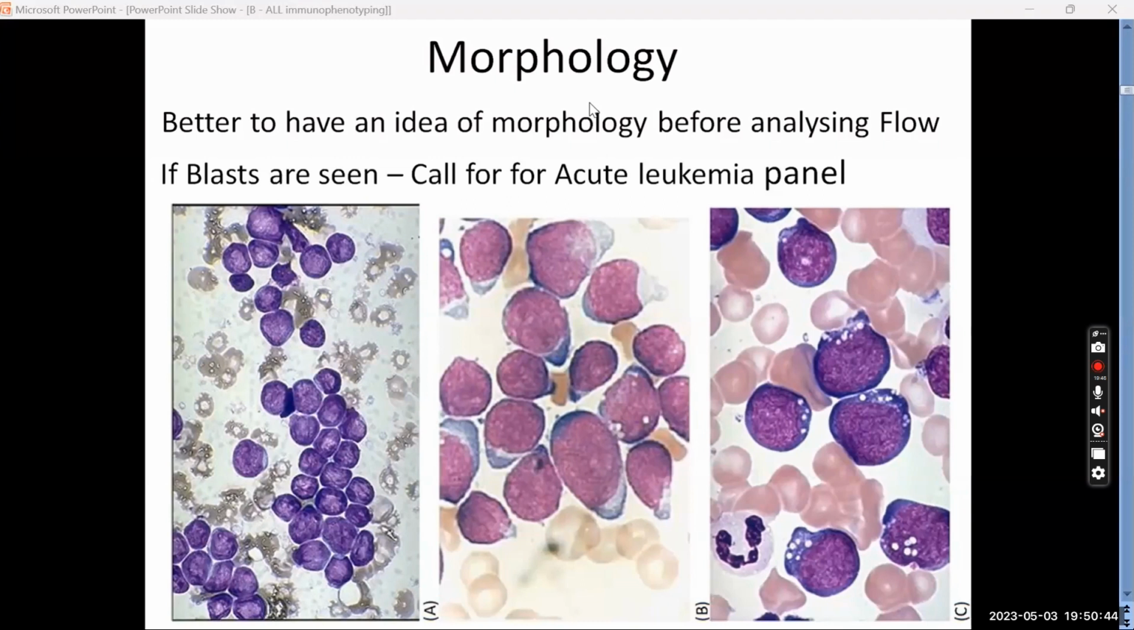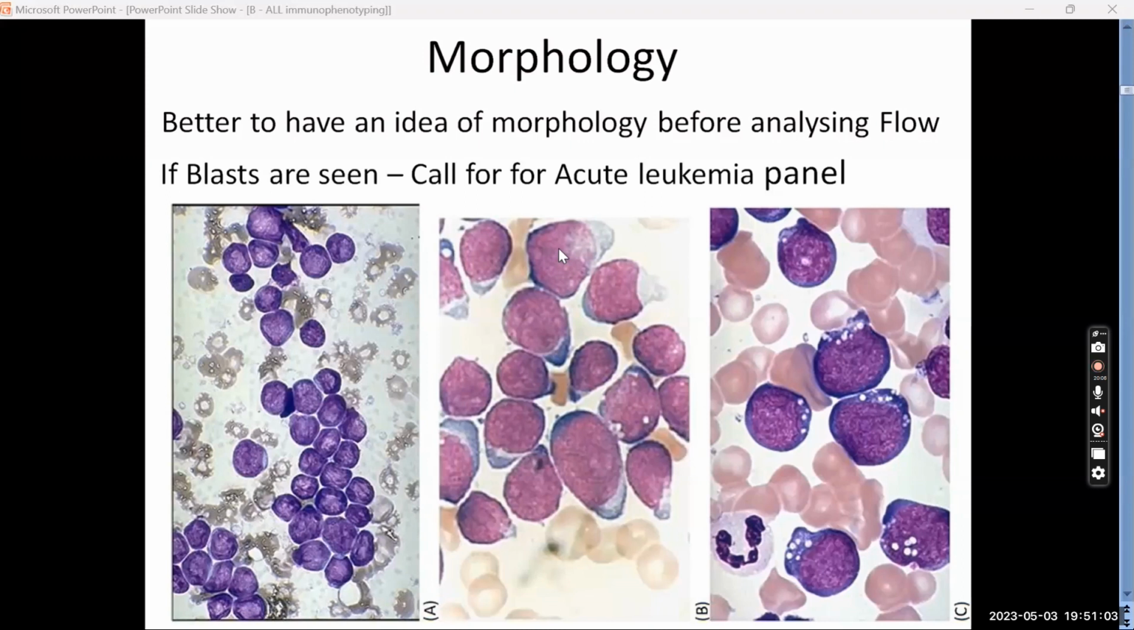I have seen some labs where, to conserve antibodies, they use very limited panels. They say, "Sir, the morphology was looking very lymphoid, and B is very common, so I've used only B markers." What about the other markers? "No, sir, I'm not done." So that is very risky. Don't do that, okay?